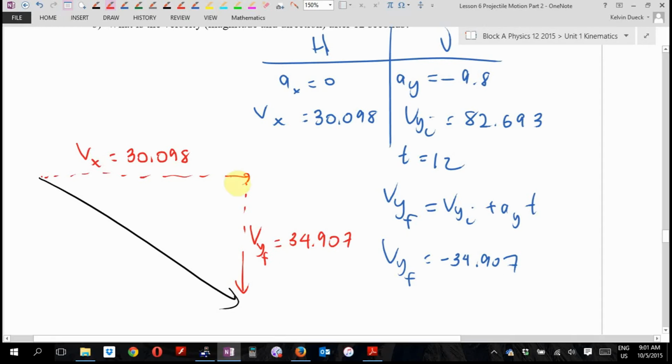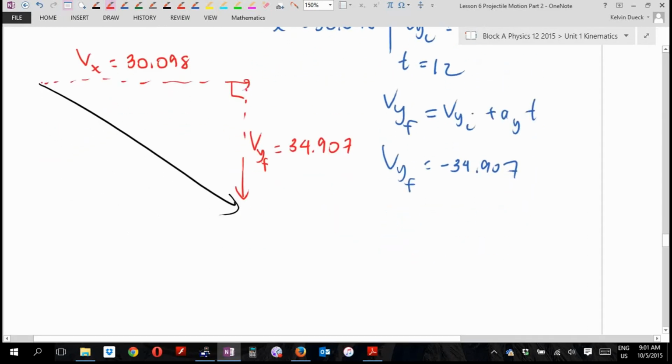Good, solve this. I'll do it up here. Let's see if we get the same answer. So here's the velocity you want to find.